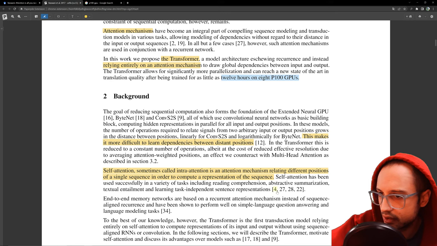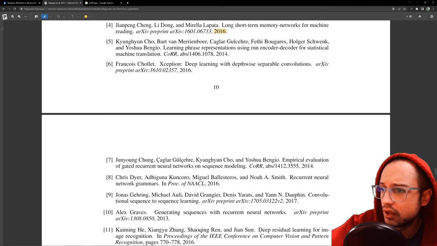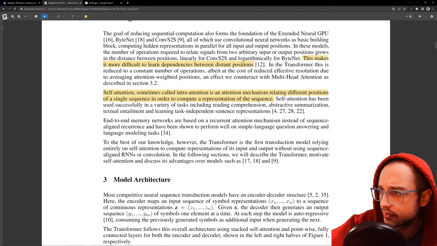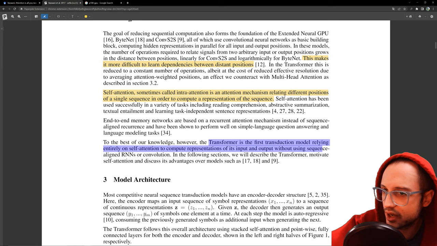Let's see, we have a 2016 paper, and a 2014 paper. So self-attention itself is not necessarily an entirely new idea here. And memory networks are based on recurrent attention mechanisms instead of sequence-aligned recurrence. They have been shown to perform well on simple language question answering. To the best of our knowledge, however, the Transformer is the first transduction model relying entirely on self-attention to compute representations of its input and output without using sequence-aligned RNNs.